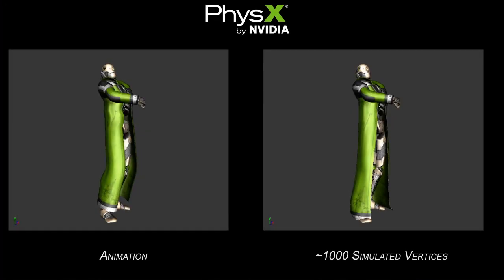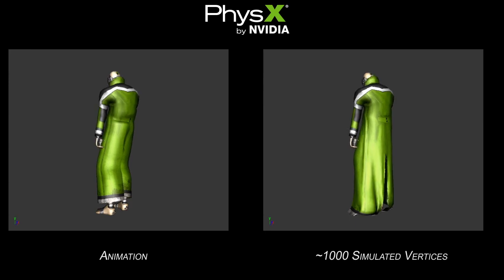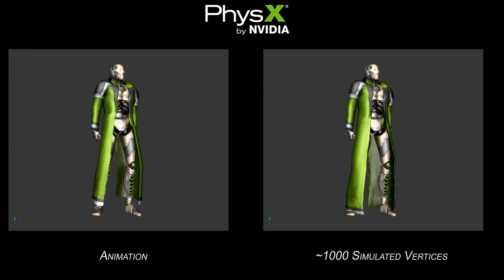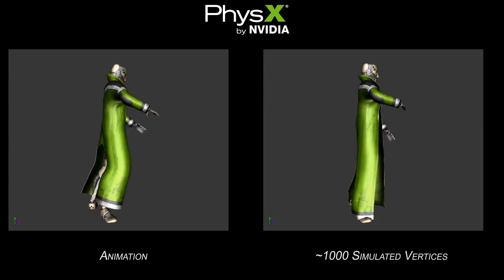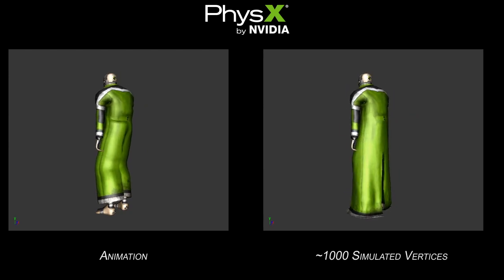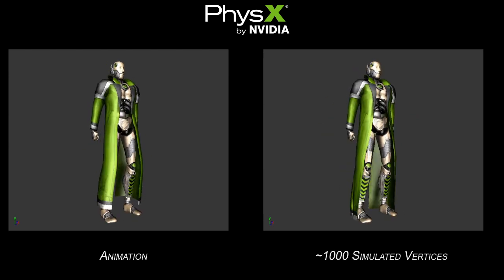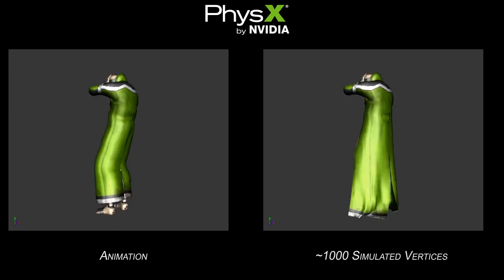Now let's go ahead and have a look at our final comparison of the trench coat. On the left here, we have our initial character with just skin deformation. And on the right, we have our trench coat with Apex clothing at about 1,000.